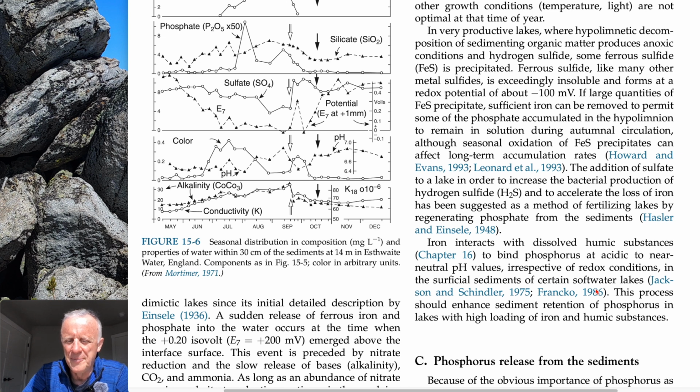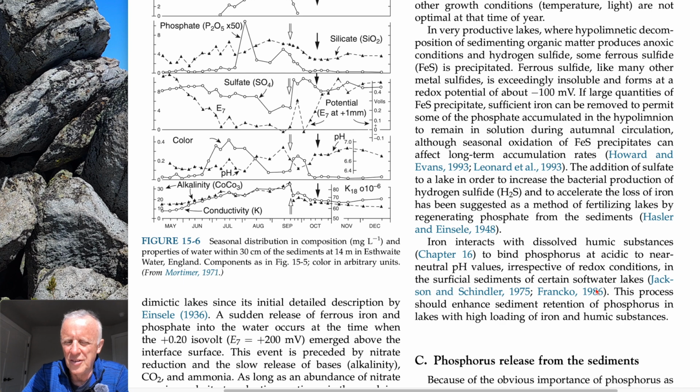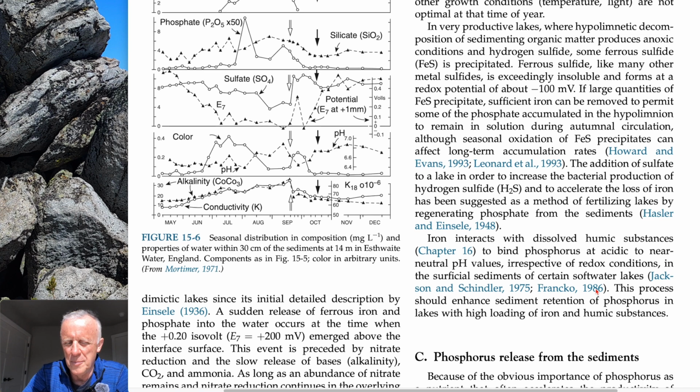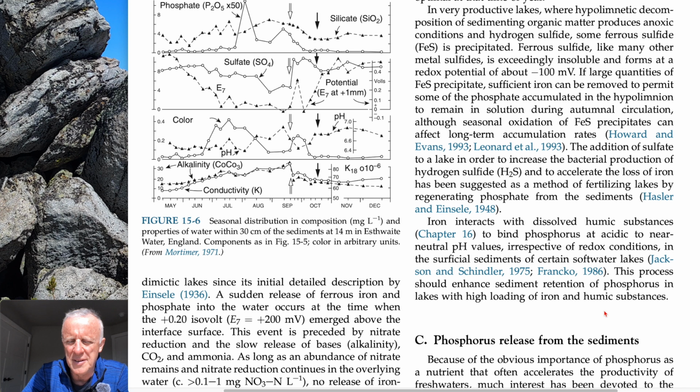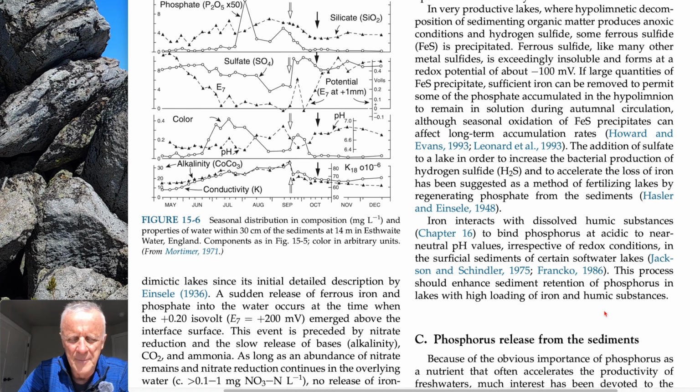Iron interacts with dissolved humic substances to bind phosphorus at acidic to near neutral pH values, irrespective of redox conditions in the superficial sediments of certain freshwater lakes. This process should enhance sediment retention of phosphorus in lakes with high loading of iron and humic substances.